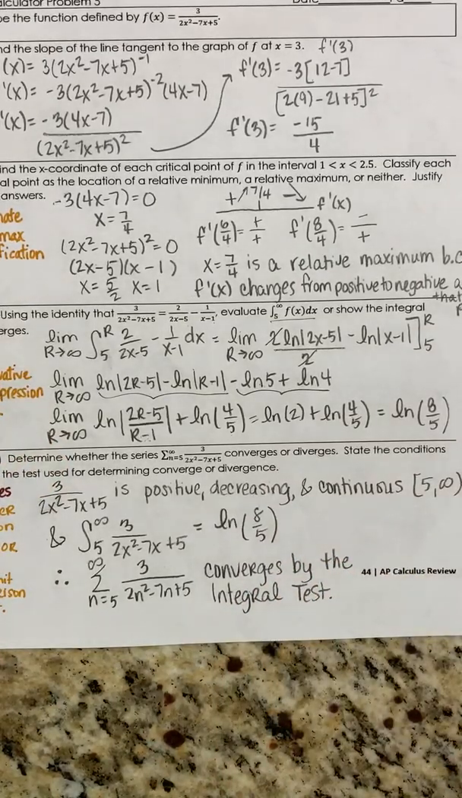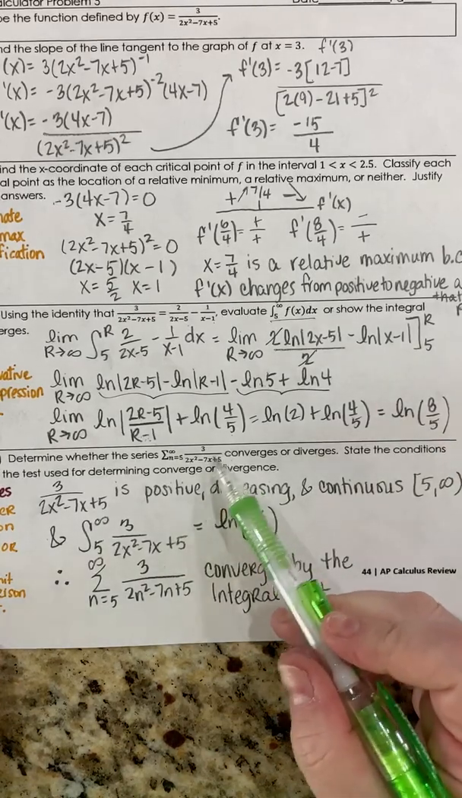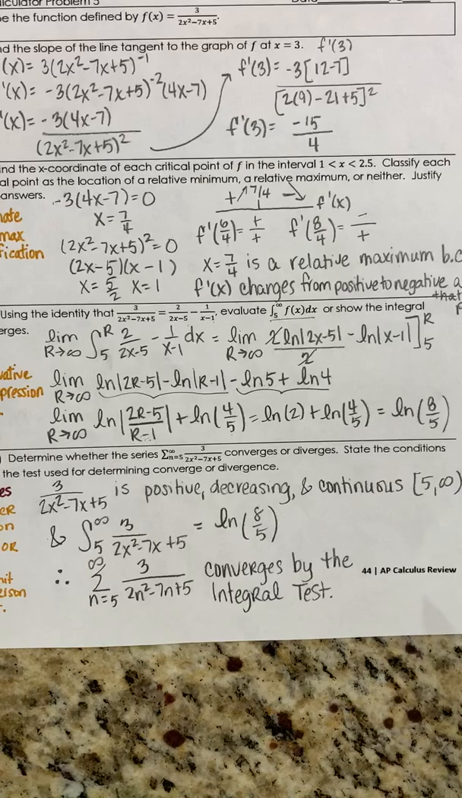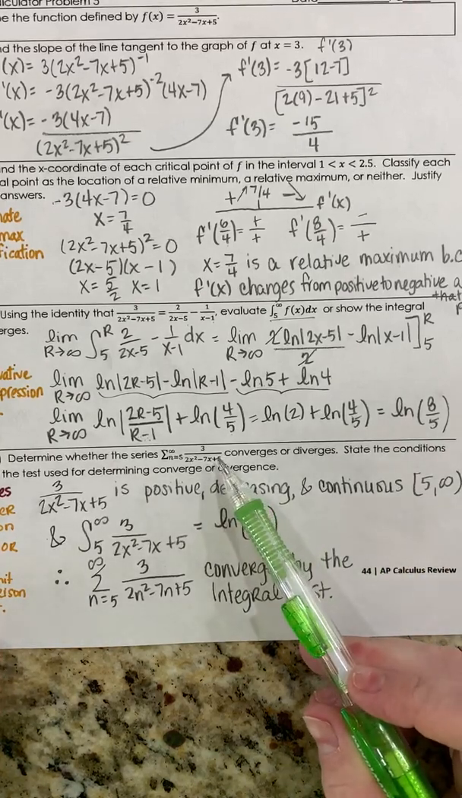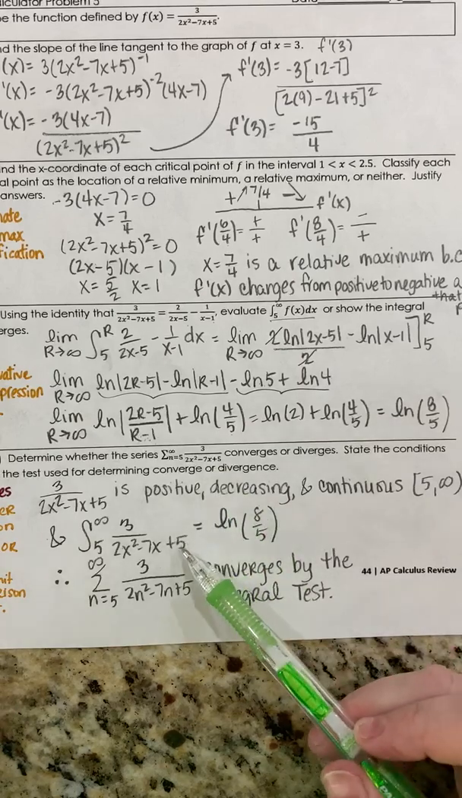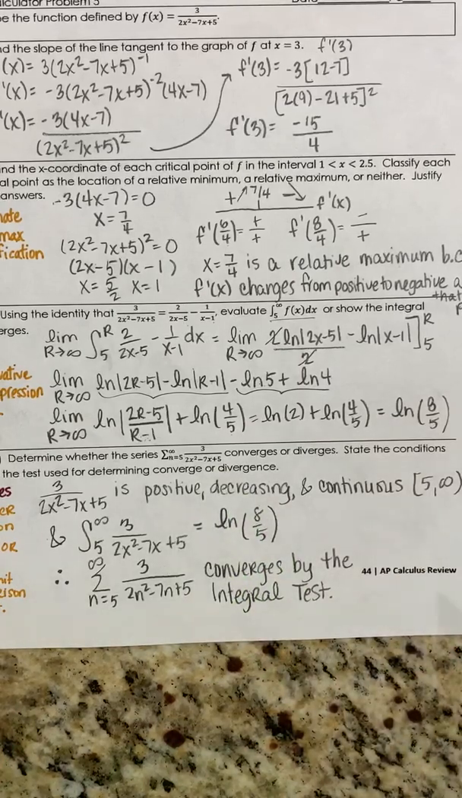I could also use the limit comparison test by comparing it to my b of n as 1 over n squared and find the limit of a of n over b of n, and then it does whatever b of n does. And because b of n, 1 over n squared, converges by the p-series test, this one would also converge. So I could have done that, but again, I'd already found the integral here, so might as well use the integral test. Thanks.